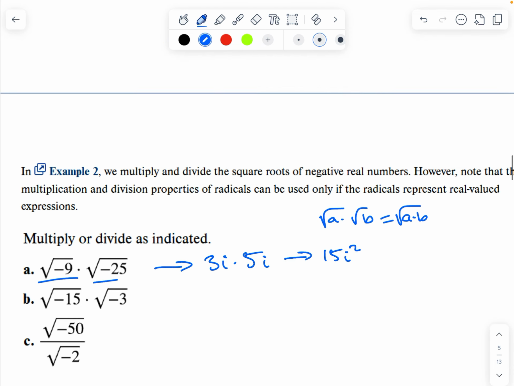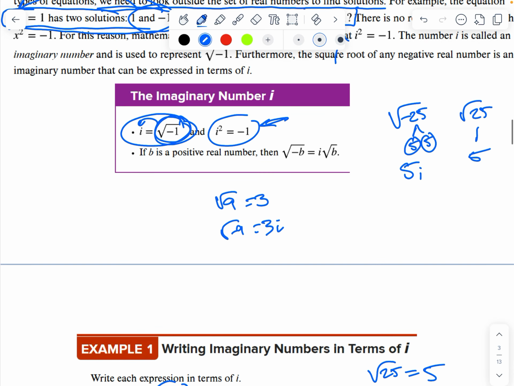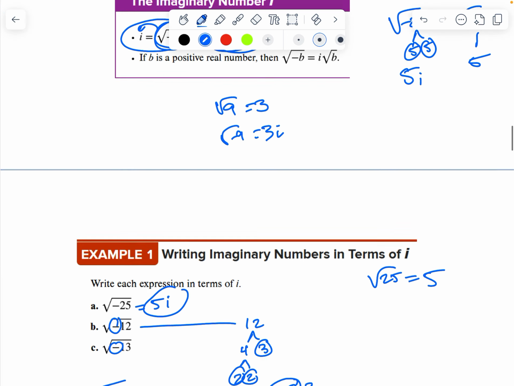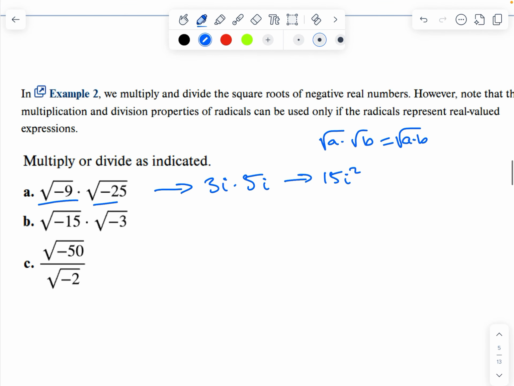And if you go back 2 slides here, remember that we said that I squared is always equal to negative 1. If you ever have an I squared in a problem, you want to change it to negative 1. So this is 15 times negative 1, which is, I'm sorry, negative 15. So this answer right here simplifies to negative 15.